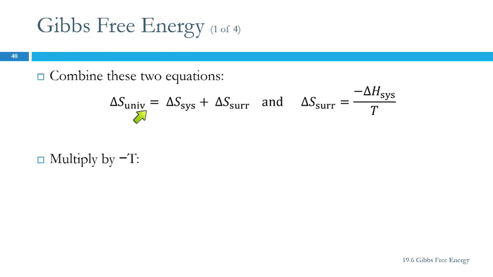Okay, so we said the change in entropy for the universe is equal to the change in entropy for the system plus the change in entropy for the surroundings. The change in entropy for the surroundings is equal to negative delta H for the system divided by T. This is at constant pressure and temperature. So if we multiply all of this by negative T, well, first of all, let's combine the two reactions.